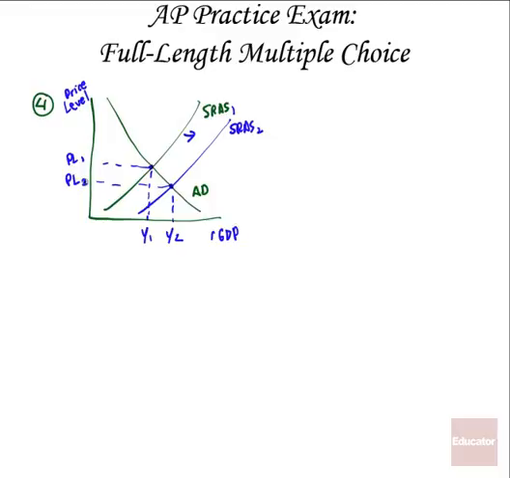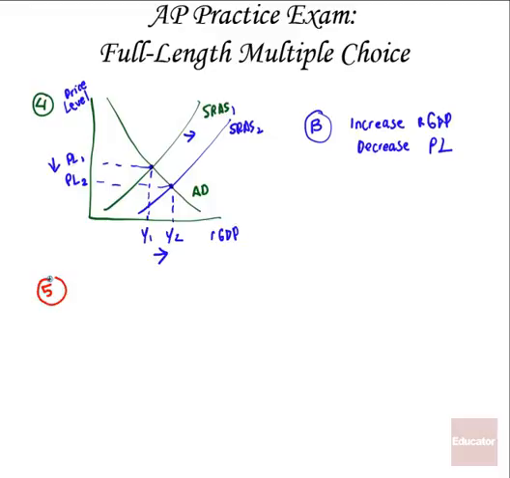So what happened to the price level? The price level decreased and the real GDP went to the right, or increased. So the answer is going to be B, which is increase our GDP and decrease the price level. So the answer here is B for this particular problem.